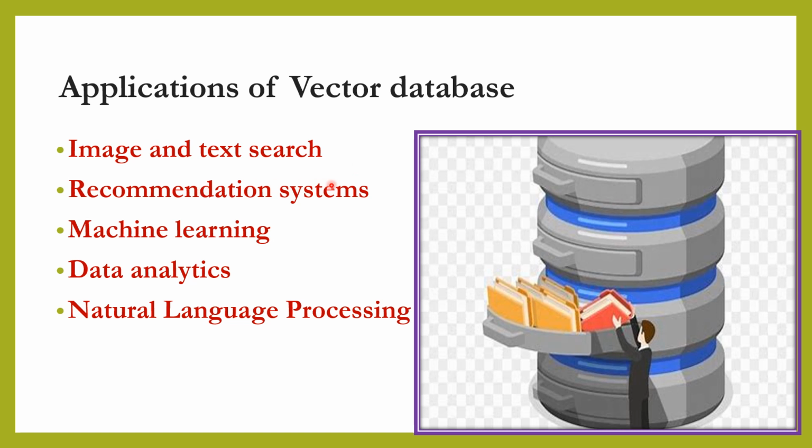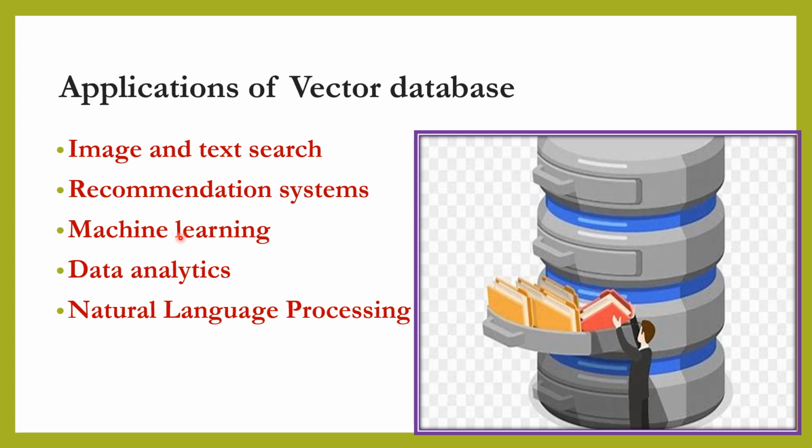Next comes the recommendation system. These vector databases can be used to store and manage user profiles, item profiles, and user item interactions, which can be used to make personalized recommendations to users. For example, a vector database can be used to recommend movies, books, or products based on the user's past interactions and preferences.